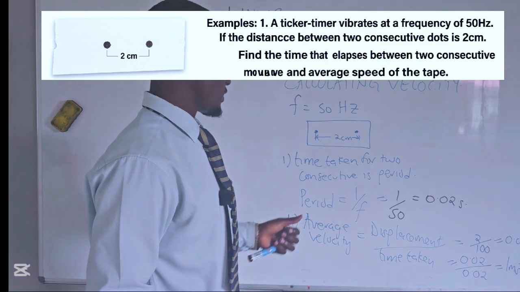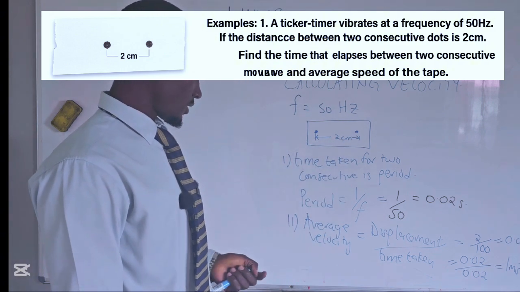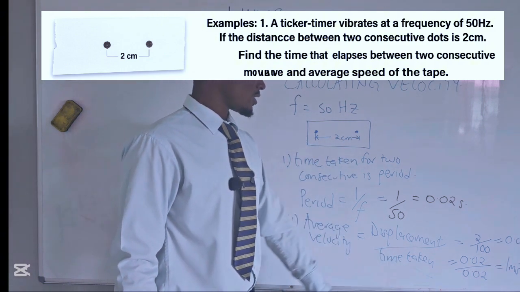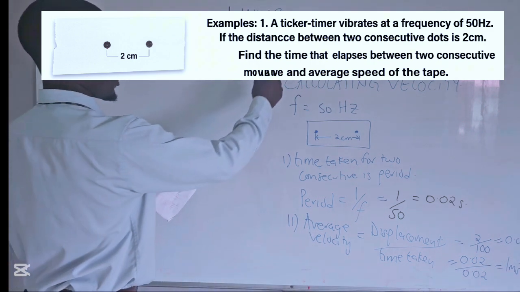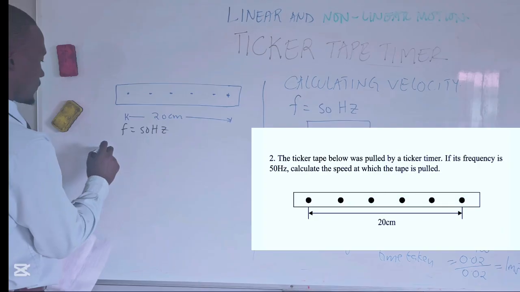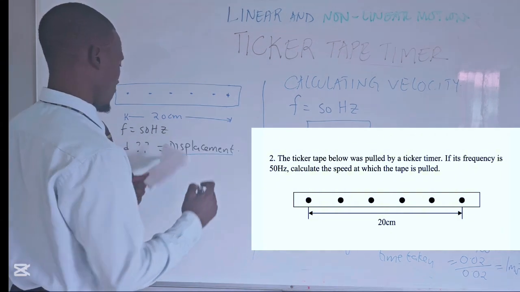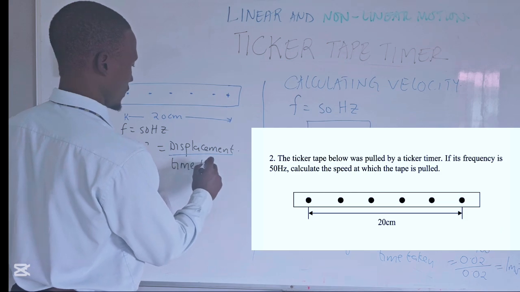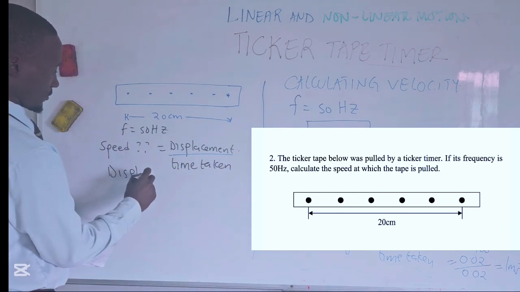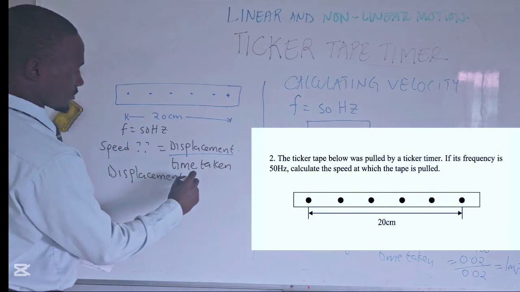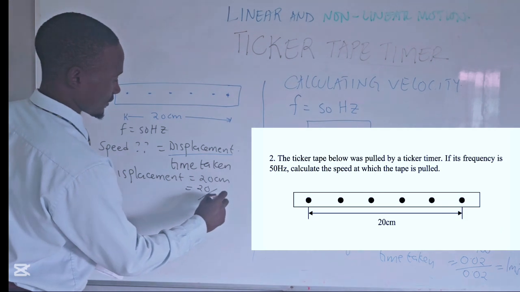So the velocity is simply the displacement between the two consecutive dots over the time taken for the two consecutive dots. Let's look at question 2. So they want us to calculate the speed over time taken. So we already have our displacement as 20 centimeters, which we can convert into meters.